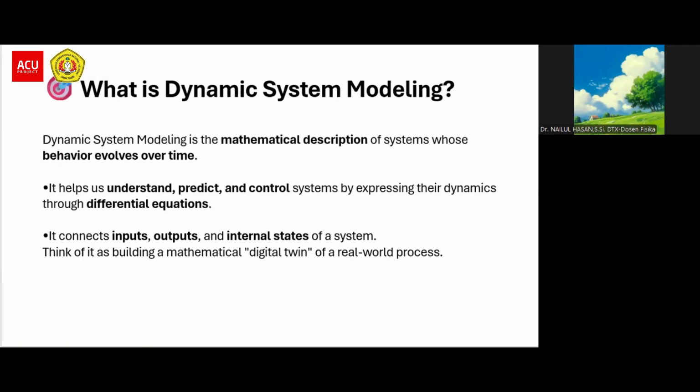What is dynamic system modeling? Dynamic system modeling means creating mathematical descriptions of systems whose behavior changes over time. Imagine building a mathematical digital twin, a virtual copy that behaves exactly like the real system. We use differential equations to describe how a system evolves from one state to the next, based on inputs, outputs, and internal states.